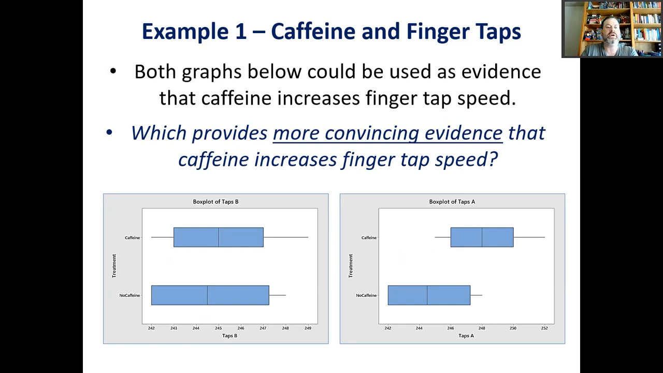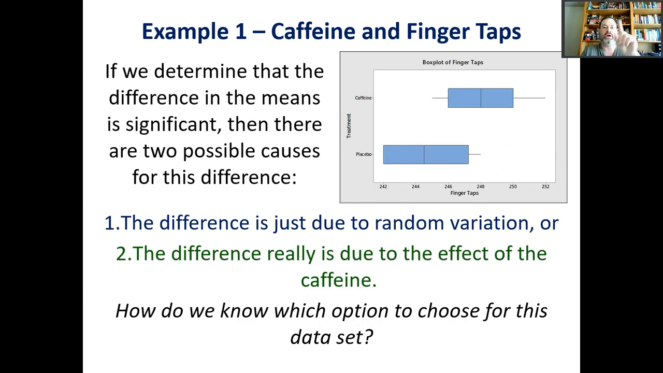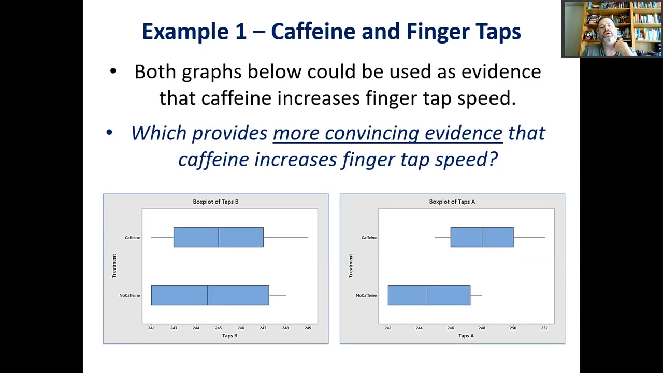So both graphs here, what I did is I made another graph, and the question that we're going to answer is a slightly different question than the one that we saw before. Until we learn what the guidelines are specifically for choice 1 here or choice 2, because that's a little more complicated. Instead, what we're going to do is say, which one is telling us more strongly, which one is more convincing that caffeine increases the finger tap speed?